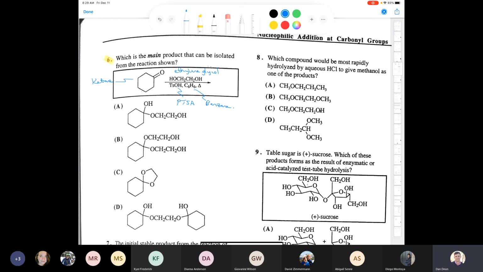Okay, does anybody remember? Did anybody name the functional group that that ketone would be converted to? Tosic acid is just a strong acid, so this is nothing more than H plus, PTSA. Did anybody name the functional group that we're going to make?